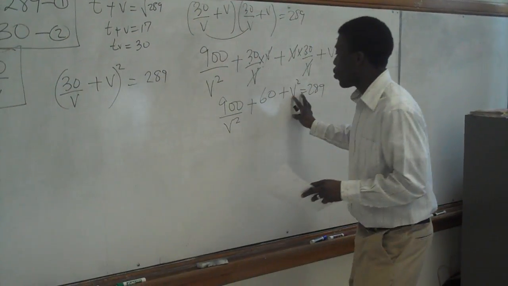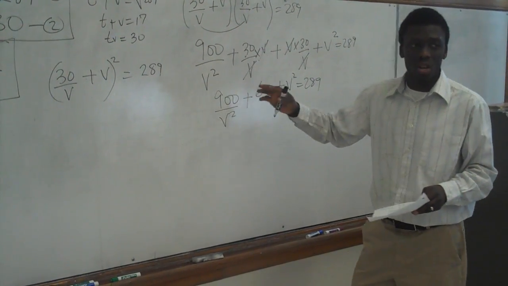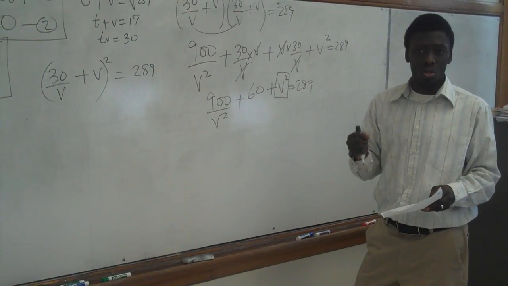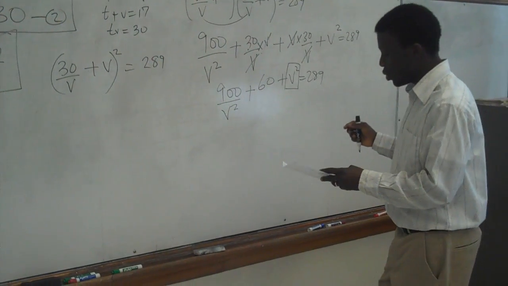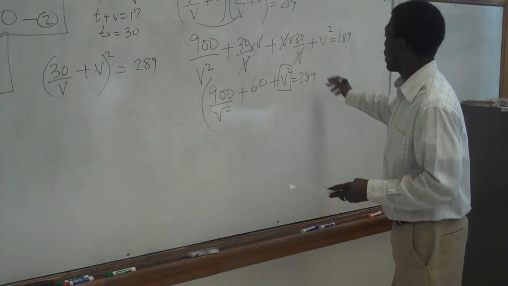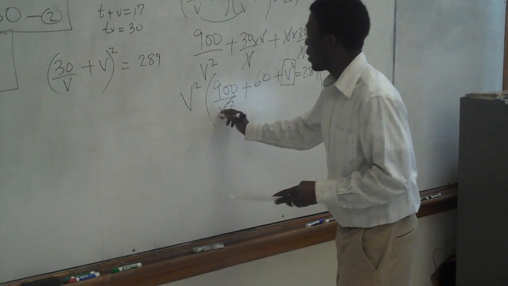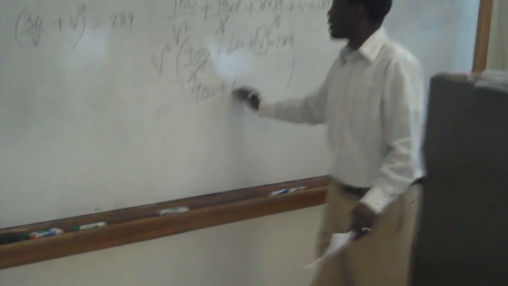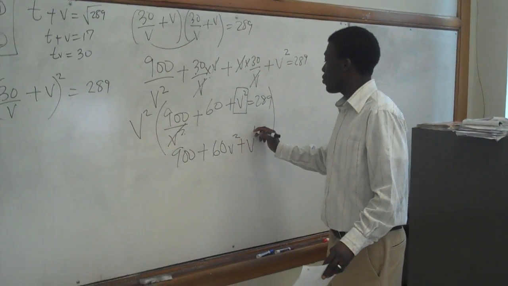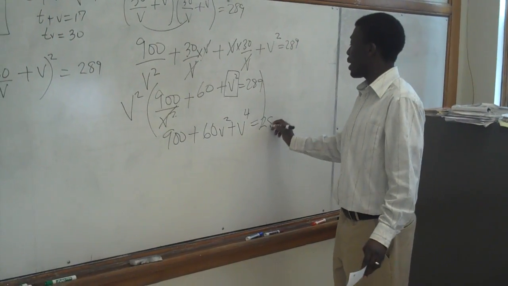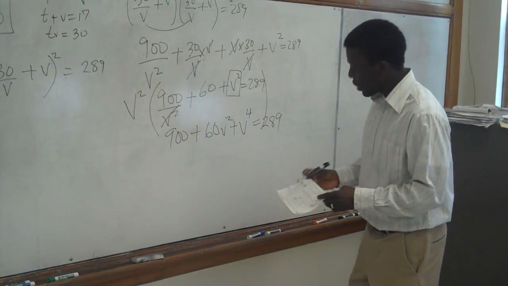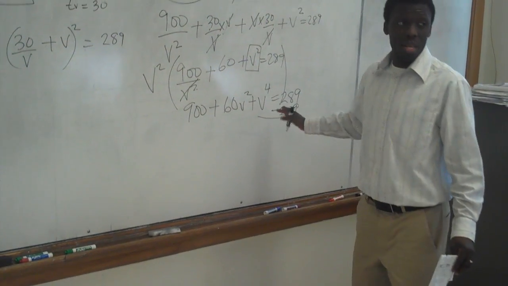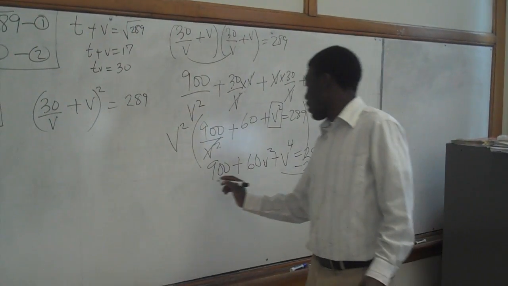All you want to do is put this so that it becomes like a quadratic equation. When you look at the v squared there, that should ring a bell on how to do problems like this. And so all we're going to do is multiply everything by v squared so that we can get rid of the v squared on the bottom over there. So now we have 900 plus 60v squared plus v to the fourth power is equal to 289v squared. The next thing we have is we're going to bring the 289 to the left side.